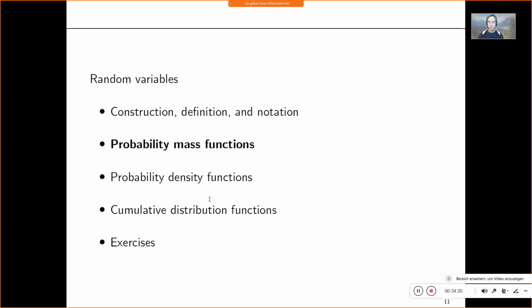Good. So the next parts, specifically with probability mass functions and probability density functions, I assume this will be largely review of what you have seen before, and maybe cumulative distribution functions are a little bit special. Good. I would suggest that we have a break before we start probability mass and probability density functions. Are there questions right now about random variables and this construction?